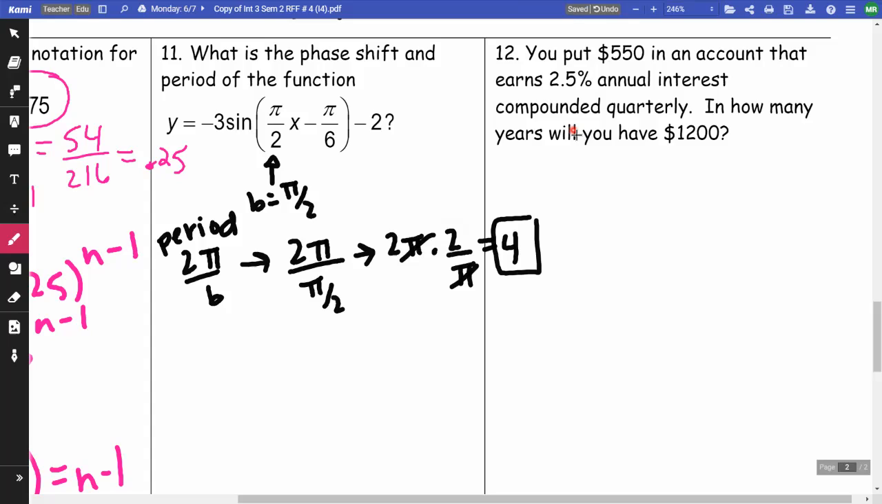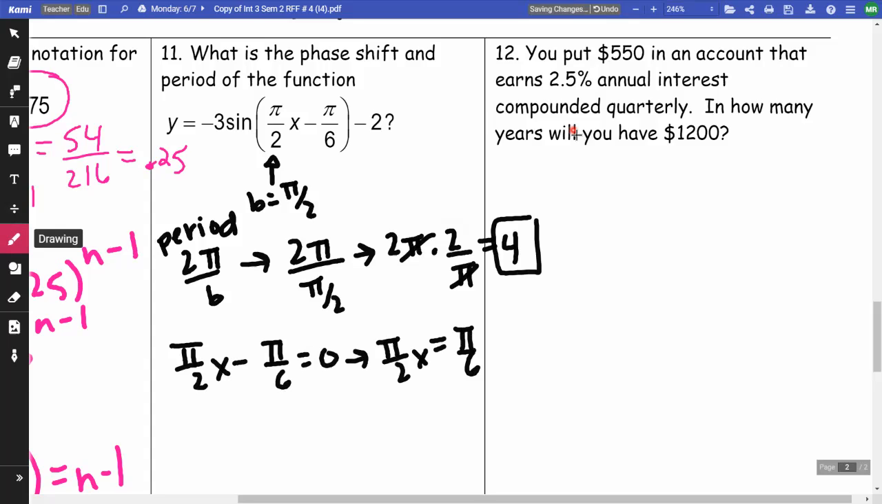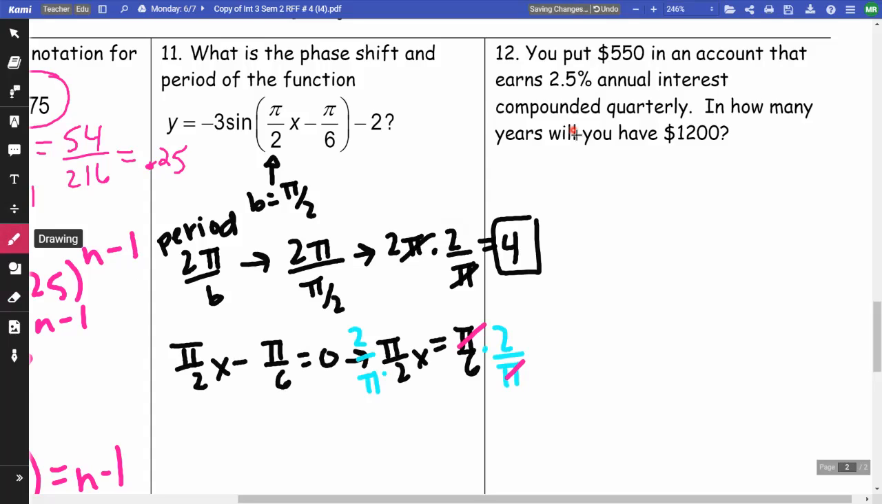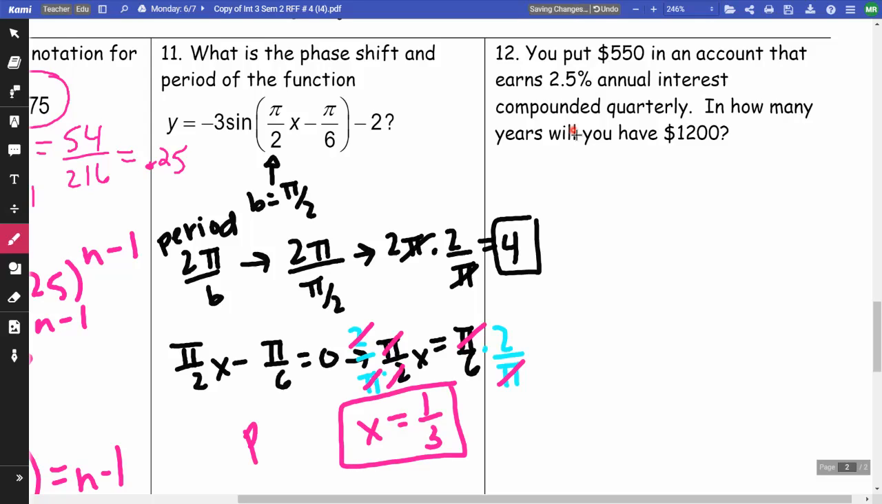Phase shift, I'm going to take pi halves x minus pi 6, set it equal to 0. So that's going to be pi halves x equals pi 6. I'm going to divide by pi halves, or multiply by 2 over pi, which is the reciprocal. And so when I do that, pi and pi cancel. And over here, the 2 and 2 pi's cancel. So I get x is equal to 2 over 6, or 1/3. So that is my phase shift.